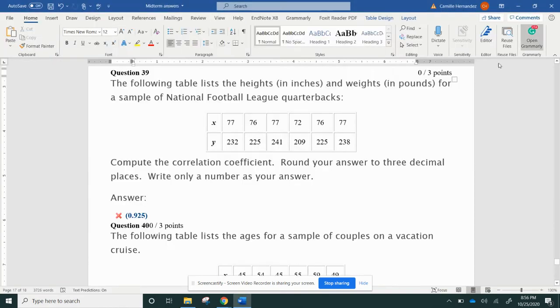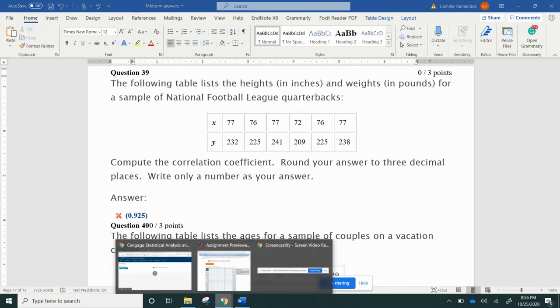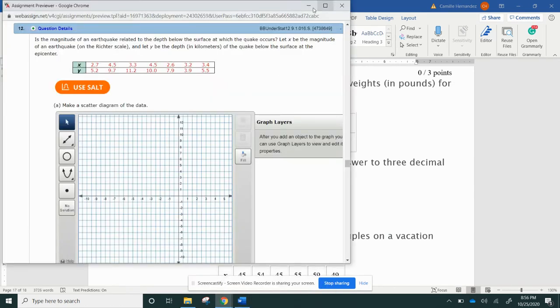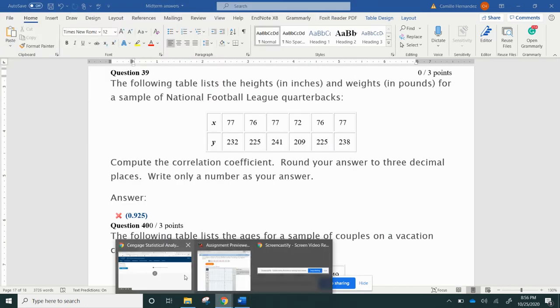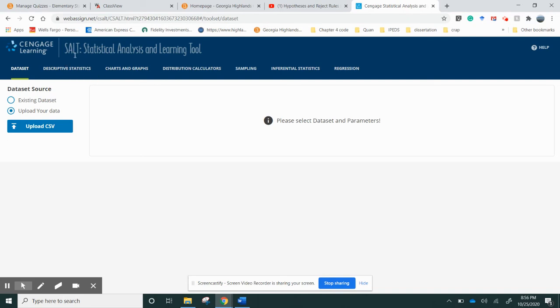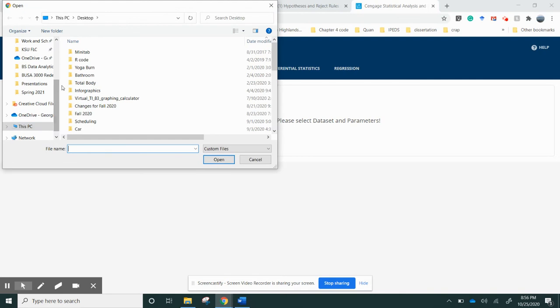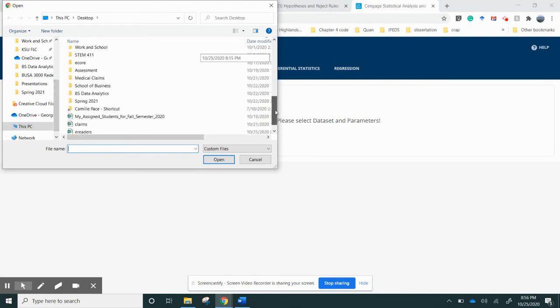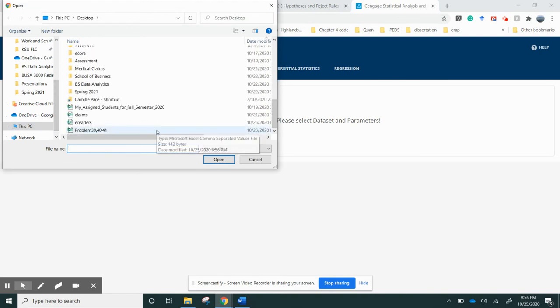So what I'm going to do now is go to SALT. I think I've got it up in a different window. Hold on, let me find it. Yeah, I have it here. So I'm in SALT. I'm going to do upload CSV. I'm going to go look for it. I think I put it on this page. Yep, problems 39, 40, and 41. I always put it on my desktop because it's easier to do.